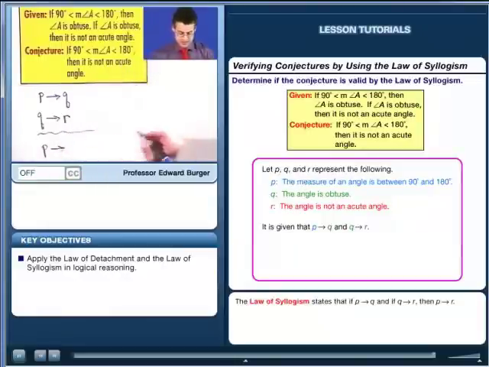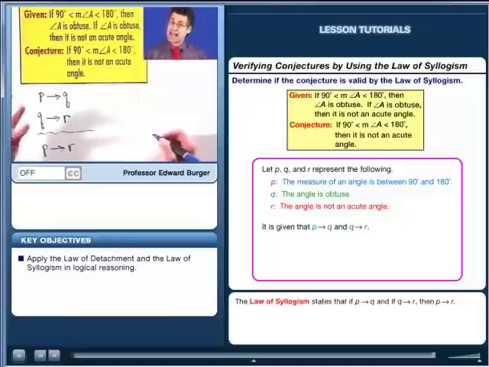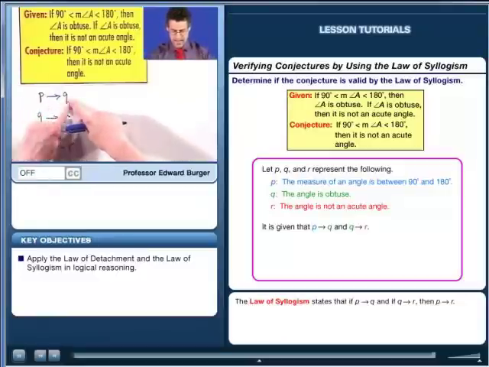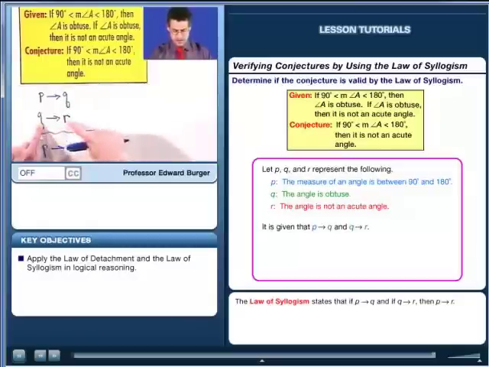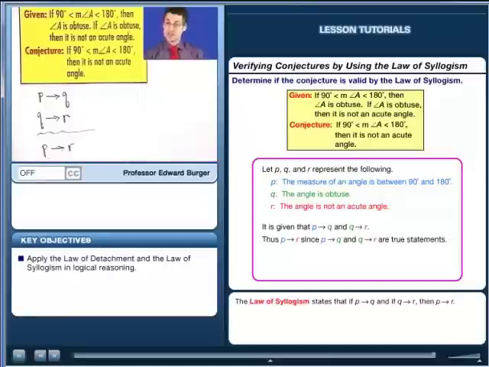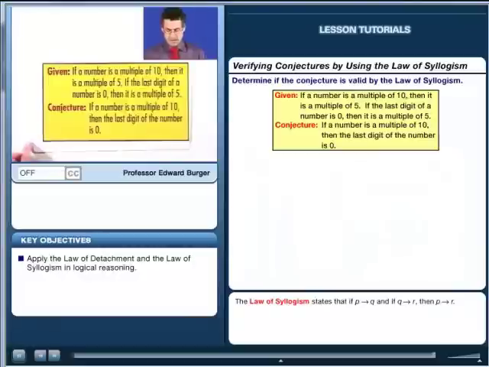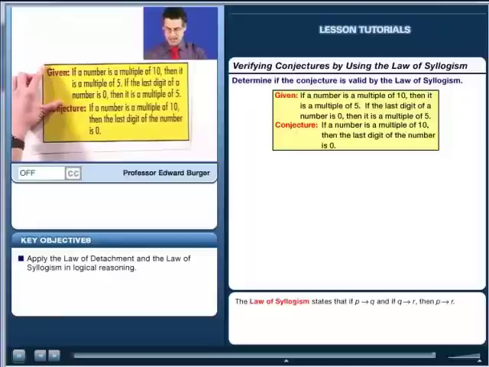Does that imply, this is the question, that the angle is not an acute angle, which, of course, is the statement R? Well, the answer is yes. In fact, we can use the law of the syllogism because that's exactly what the law of the syllogism says. If P implies Q, and in turn Q implies R, then we can put these two statements together and deduce that P implies R. So yes, we can use the law of the syllogism to actually verify this conjecture.